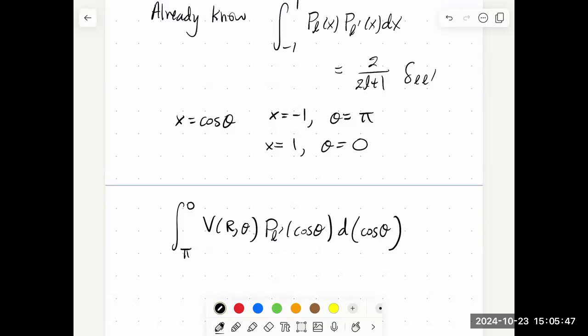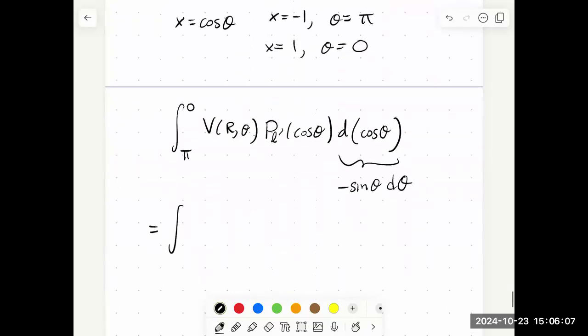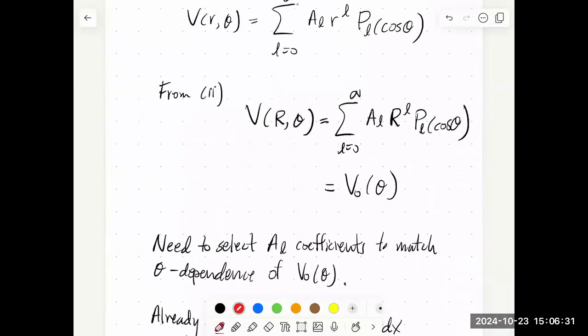All right. So what happens when we do that? The d cos theta is minus sine theta d theta. I can use the minus sign to invert the limits of the integration, which I like better. I like having my lower limit be a smaller number, so I'll do that. And so PL prime cos theta sine theta d theta. All right, so this is what we're going to try to work on, and we're going to substitute this expression in for v of capital R theta.